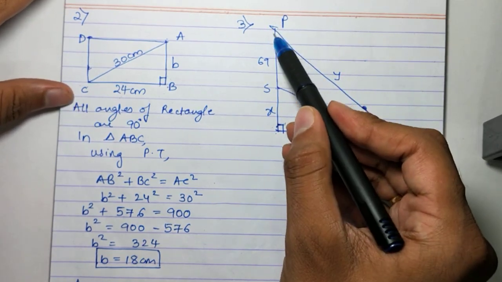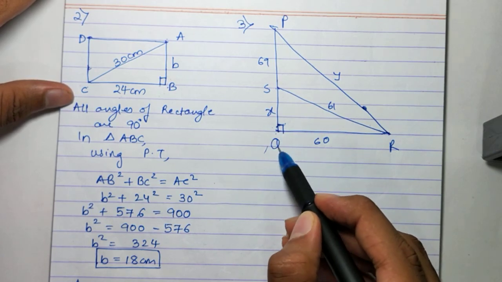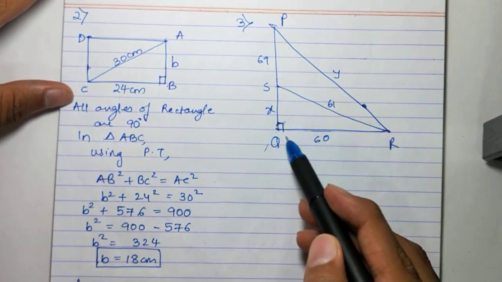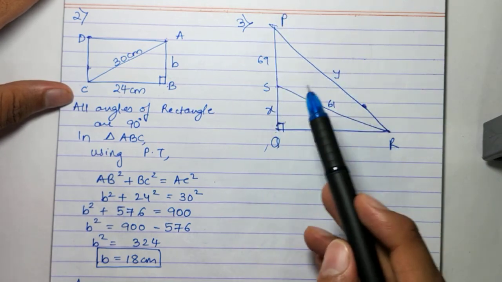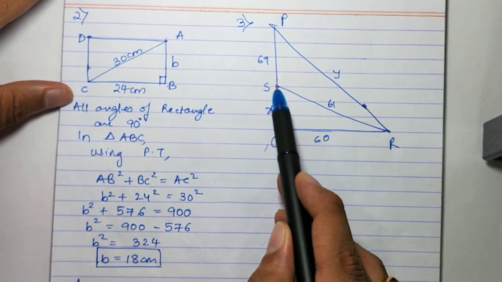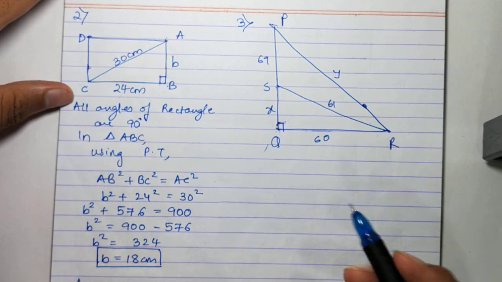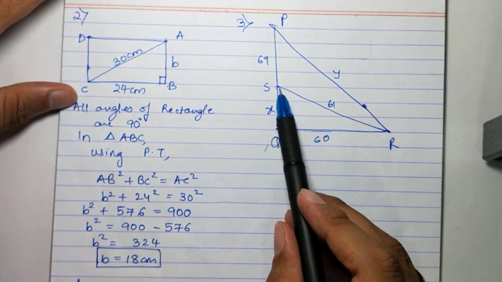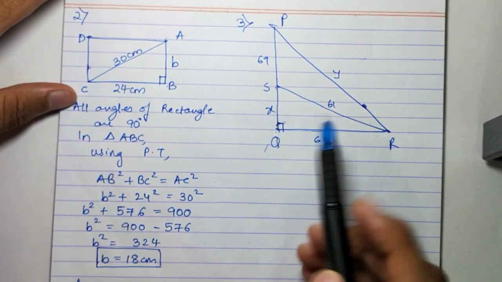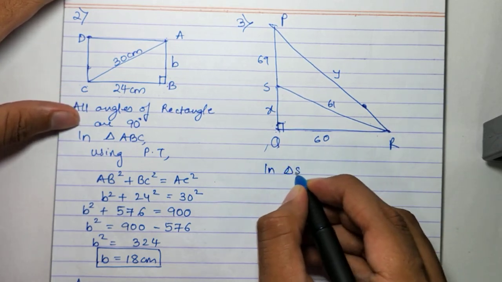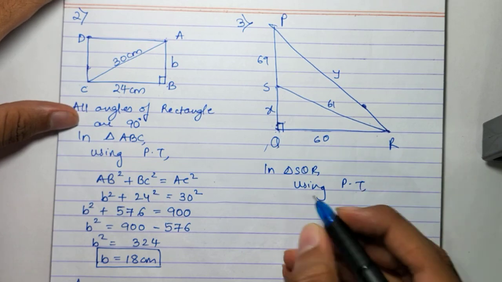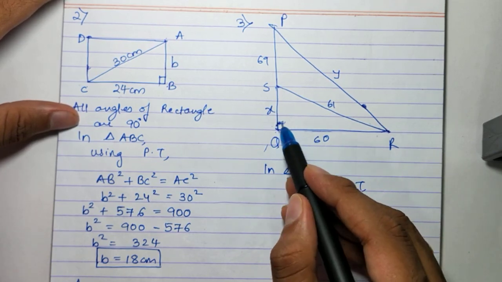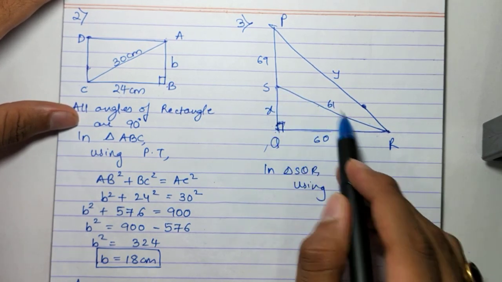But this bigger triangle PQR, this whole triangle can be 90 degrees. So this full triangle PQR is 90 and SQR is 90. This SQR is also 90. So let's first apply Pythagoras theorem in this small triangle. So in triangle SQR, using Pythagoras theorem, this is 90 degrees. So that means SR is the hypotenuse.